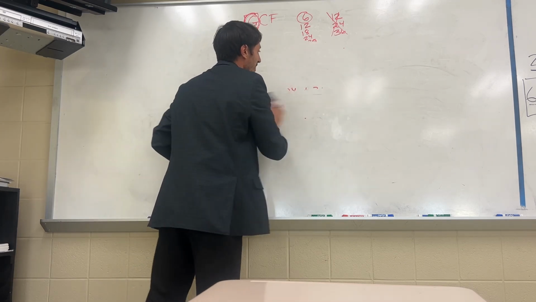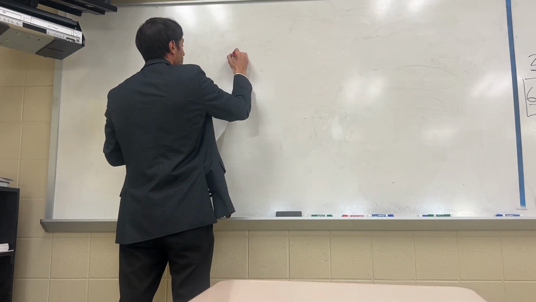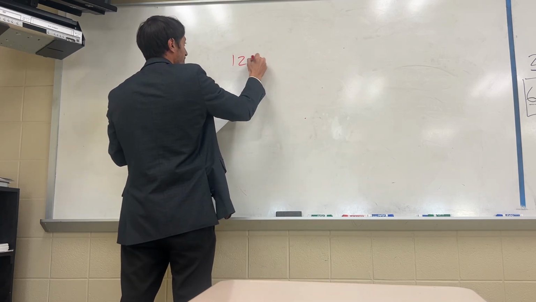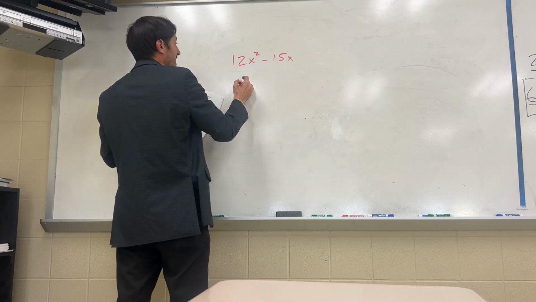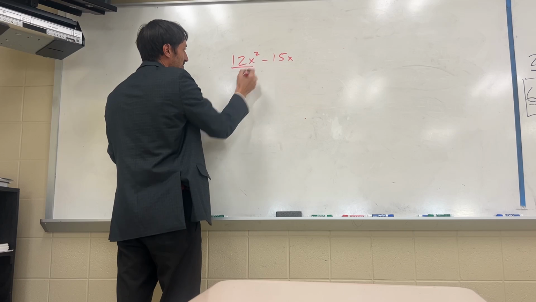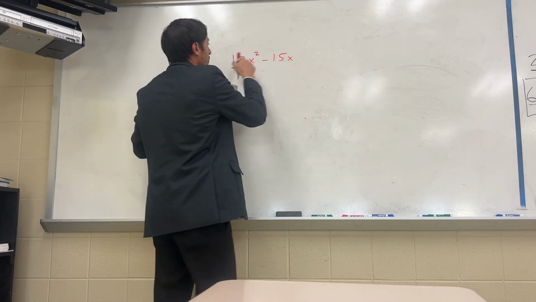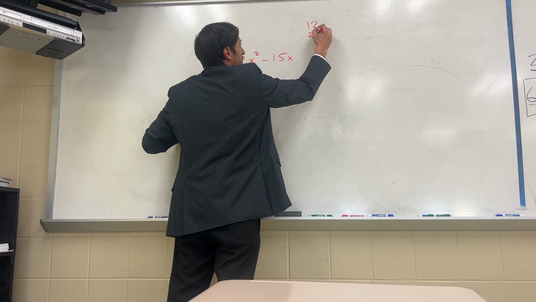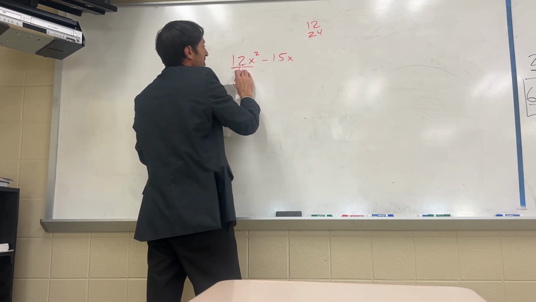I'm going to go a little bit more quickly now that we went through that one. Okay, number 15. Less explanation here, guys. Just roll with it. 12x squared minus 15x. We are taking out the greatest number that will divide 12 and 15. I told you guys to look at your smallest number. In this case, that is 12. So check 12. 12, 24. Well, that's not going to make 15.